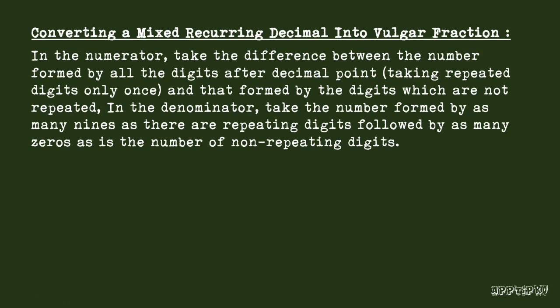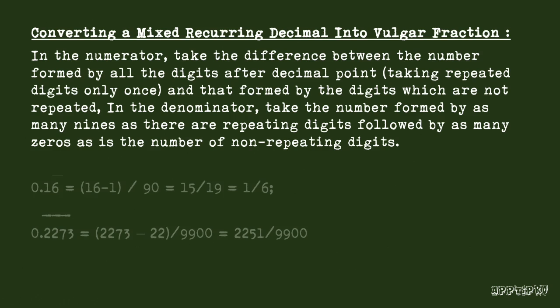Converting a mixed recurring decimal into vulgar fraction. In the numerator, take the difference between the number formed by all the digits after the decimal point, you have to take only the repeated digits, and that formed by the digits which are not repeated. In the denominator, take the number formed by as many 9s as there are repeating digits followed by as many zeros as in the number of non-repeating digits.